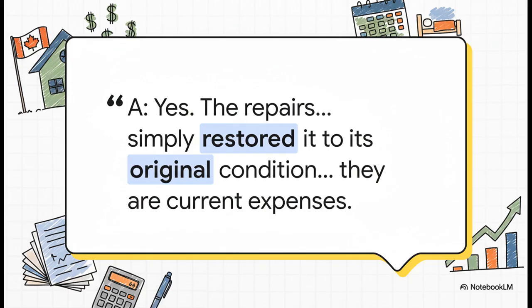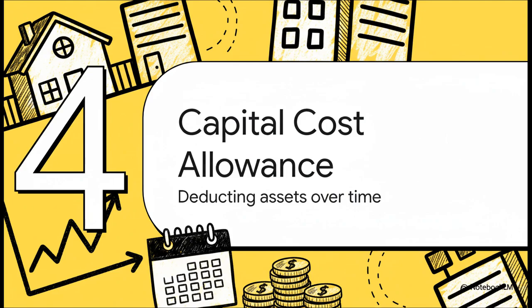That's a classic current expense. Now, if you decided to tear off the entire roof and put on a brand new, better one, well, that's a whole different story. That would be a capital expense. So, all this talk about capital expenses leads us logically to our next topic.